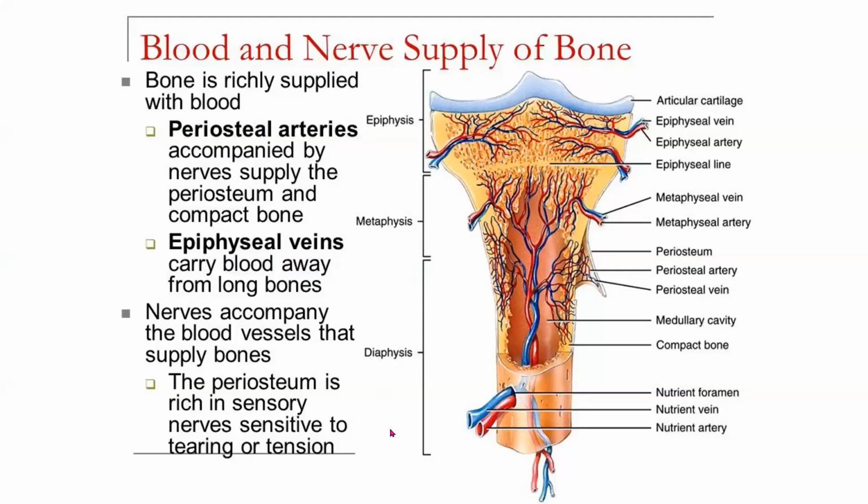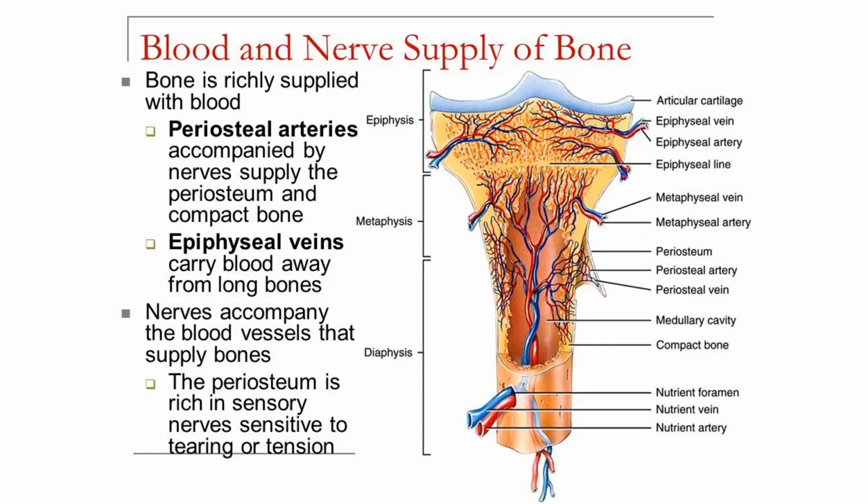Now, the bones have blood and nerve supply, part of the control system. So there's a huge amount of blood that goes through the bones. And there are 2 types of vessels, the periosteal arteries. Now they flow with or next to the nerves. And the periosteum is the covering of the bones.